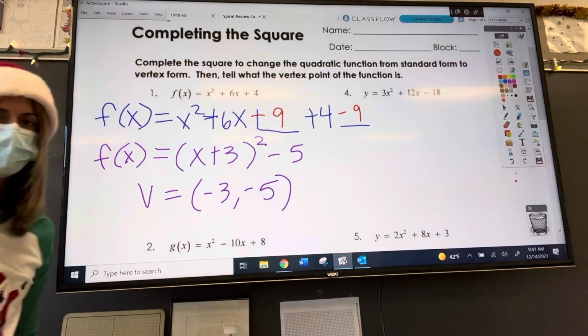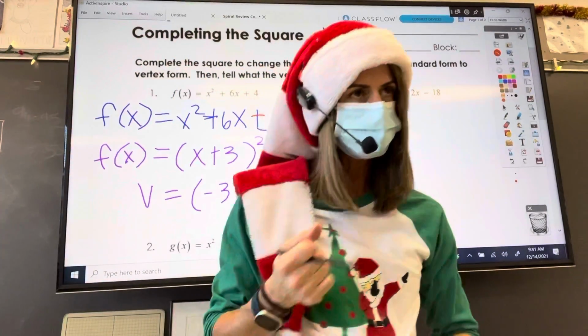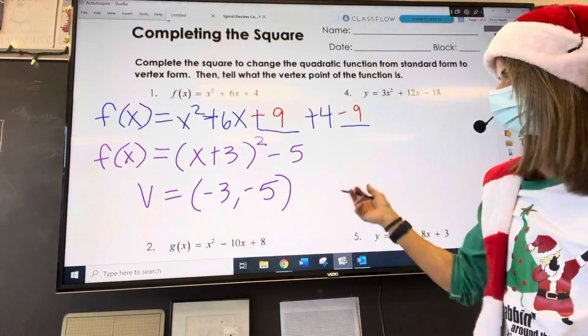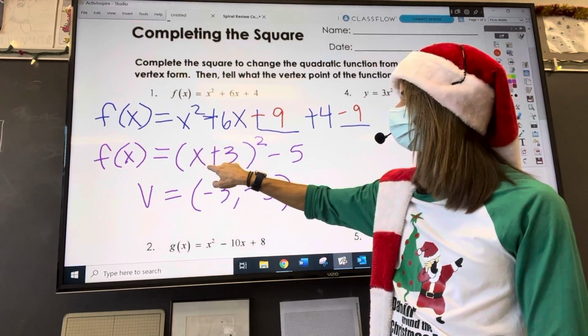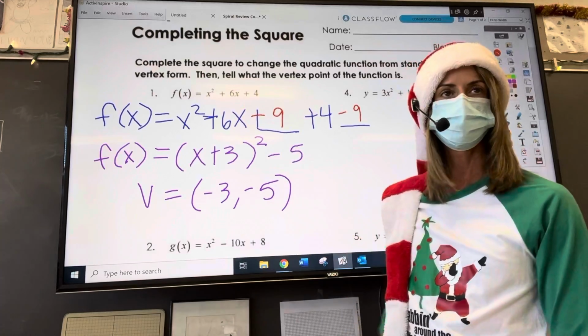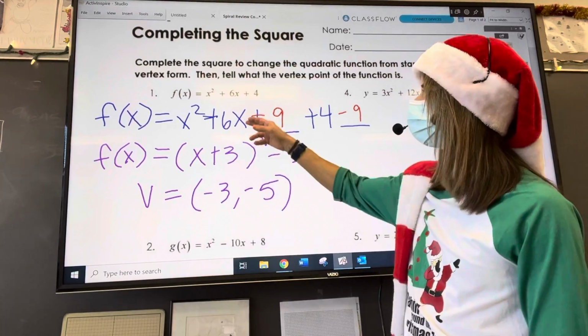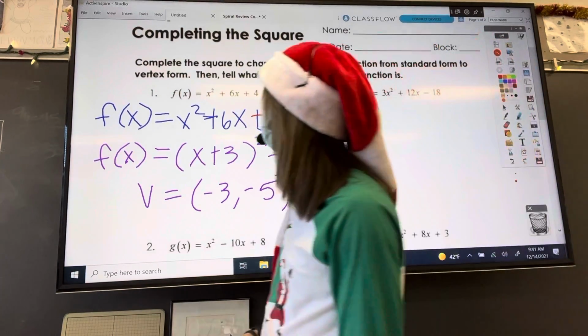And it's ready to immediately tell what the vertex is, and also we could graph it using transformations, right? We'd take x squared, we'd move it left 3 and down 5. Done. It's much more difficult to do that with the equation in standard form.